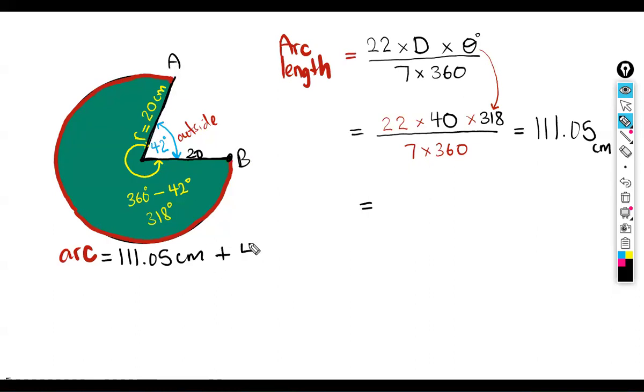So you have to add an extra how much? 40. And that brings my total to 151.05 centimeters, which is what a lot of people sent. Look for your mistakes. Let me know if you saw your mistake, and we will move on. Let's move on.